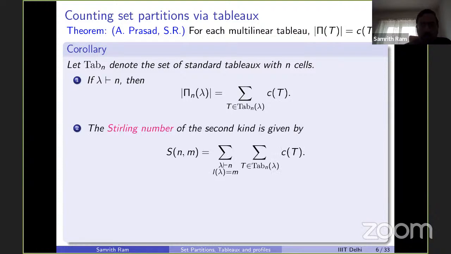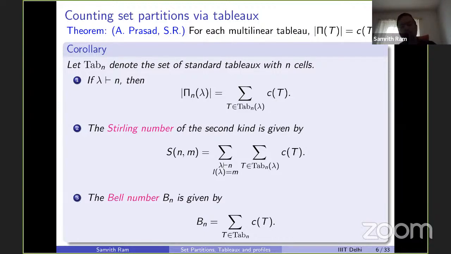And if one further sums the previous quantity, the cardinality of pi_n lambda, over all partitions which have precisely m parts, then one obtains all set partitions of an n element set into m blocks, the number of which is simply the Stirling number of the second kind. And if you sum over all Tableaux, taking all shapes into account, then one gets the total number of set partitions, which is the Bell number, the definition of the nth Bell number.